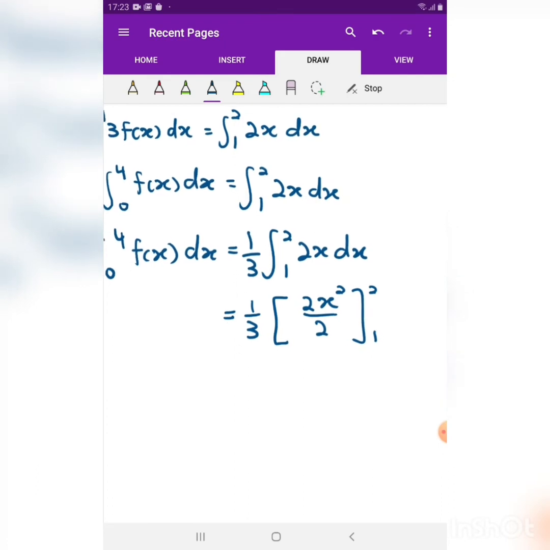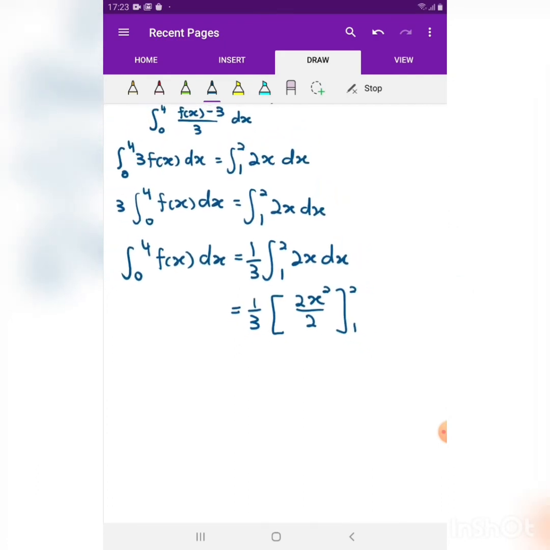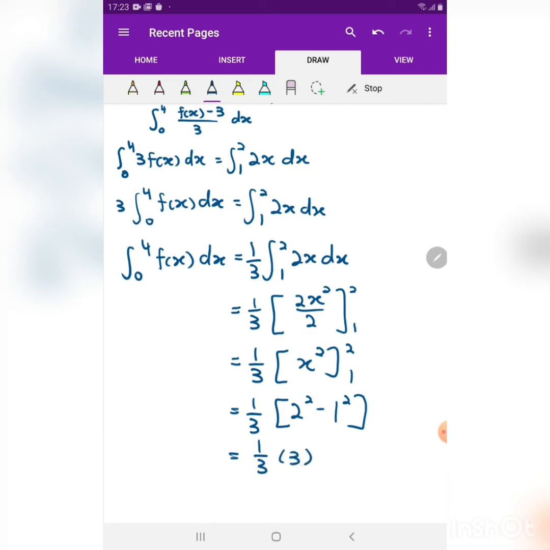Sorry, I'll just adjust my screen so everybody can see. Now we have 1 over 3. Here we have x squared over 2 from 1 to 2, so we just cancel the 2 down and on top. Now we substitute in the values of 2 and 1. This will give us 2 squared minus 1 squared, equals 1 over 3 of 3, and we are left with 1. So we'll write this down again: integration of 0 to 4 of f(x) dx gives us 1.